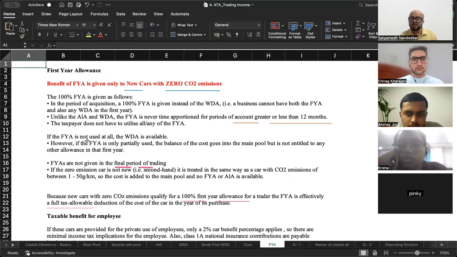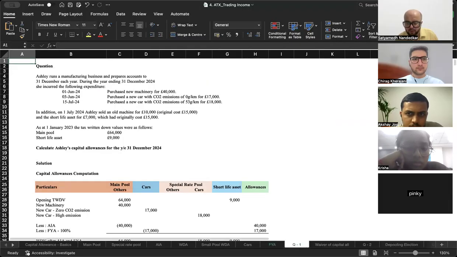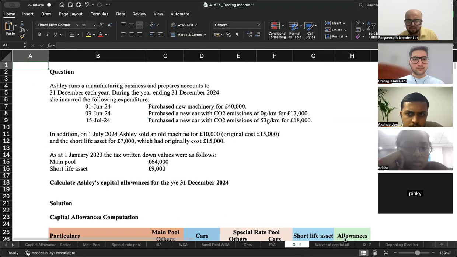The taxpayer does not have to utilize all or any of the FYA. It is a choice. It is your discretion. If you want, you can go for it. If you don't want, you can drop it. If the FYA is not used at all, WDA will still be available. FYA is not given in the final year of trading. In the cessation of business discussion, you will do well to remember that FYA is not given in the last year.